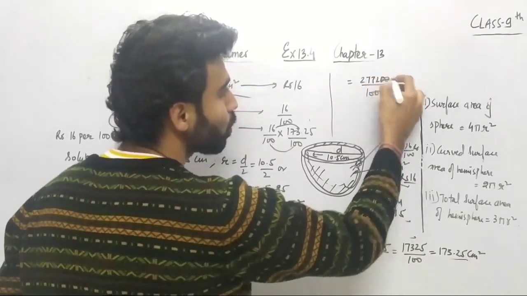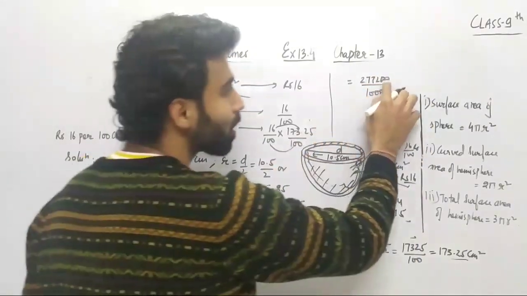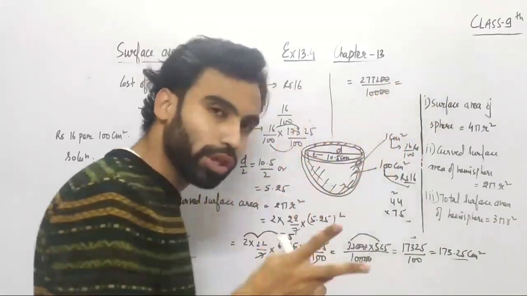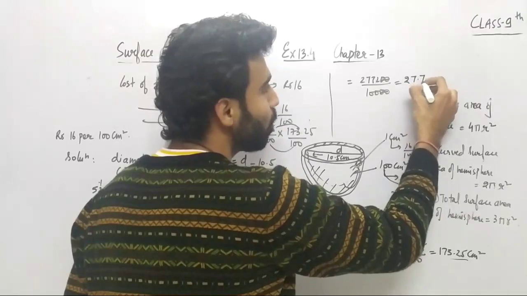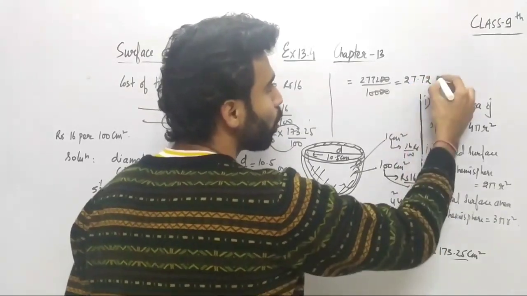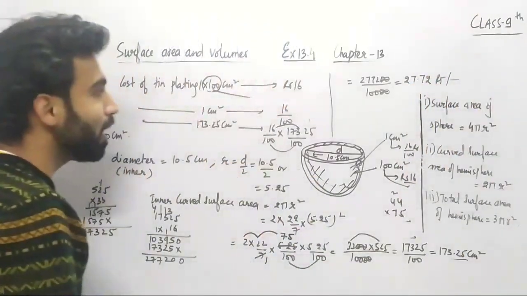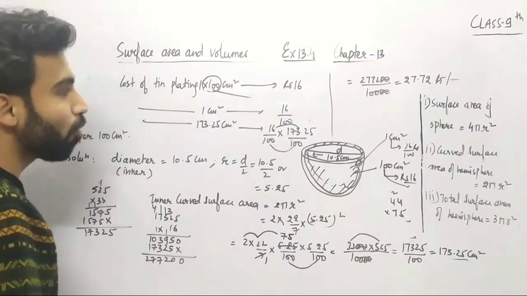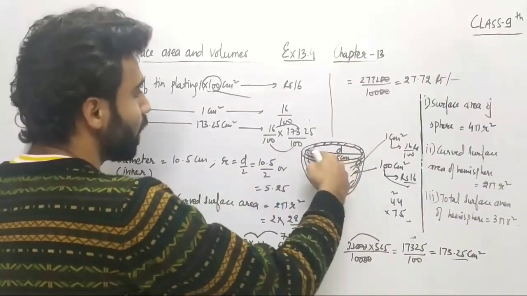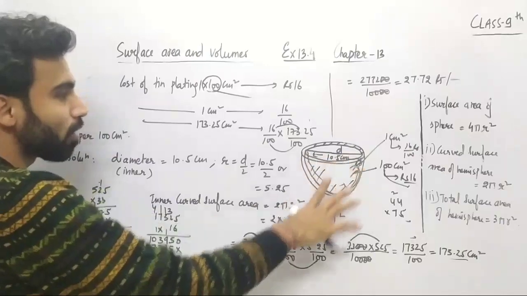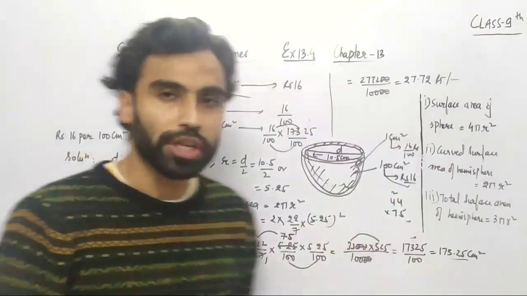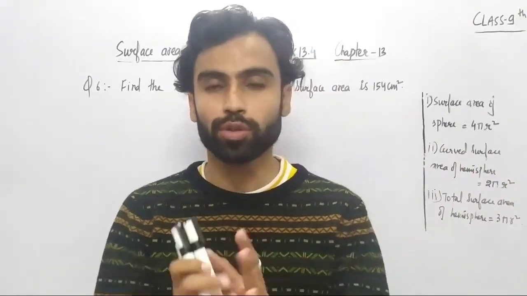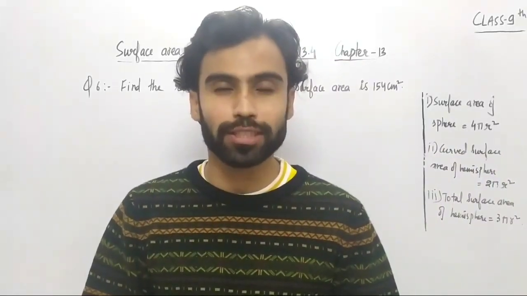So here what have you got? 277,200. So here 2 zeros cancel out with 2 zeros, you can see. So now there are 2 zeros in the denominator, that means from the right hand side, before 2 digits, what will come? Decimal. So 27.72 rupees, you can see, will simply be the charge of tin plating this inner curved surface area from inside, right? So that was all in this question here. So students, let us move on to the next question now.